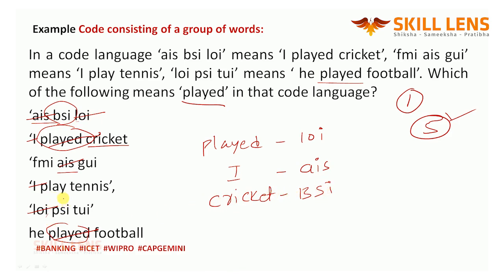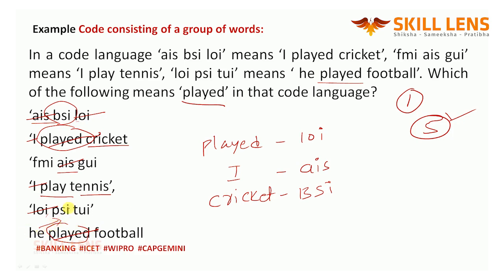But look here. Sometimes he may ask you what is the code for play. Is play common anywhere? No. Tennis, guys. You don't know the code for play and the code for tennis, because are play and tennis common anywhere? No. Is football or he common anywhere? No. So you can't figure it out.